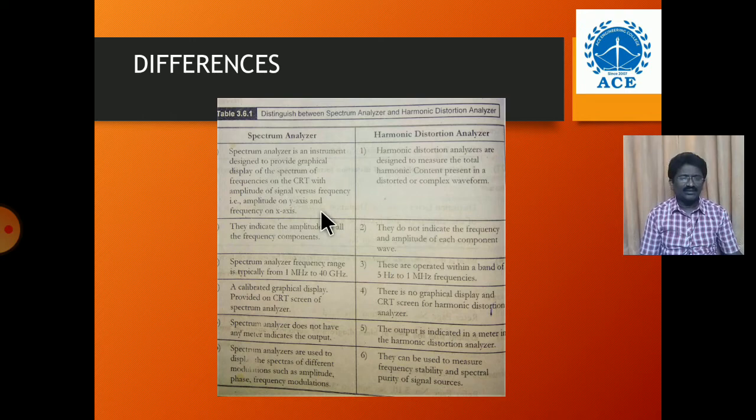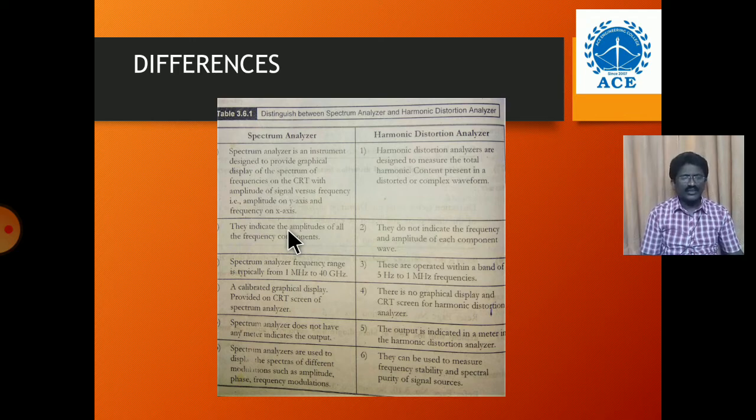That means suppose we get some distortion, automatically the wave will be disturbed. So now with the help of a harmonic distortion analyzer, we can measure such values. That's why it is written here: harmonic distortion analyzers are designed to measure the total harmonic content present in a distorted or complex waveform. And second, spectrum analyzers indicate the amplitude of all the frequency components. That means here you can express all the amplitude values of the frequency components.